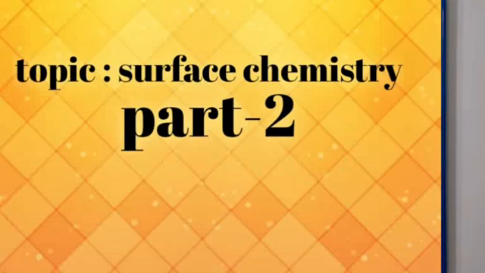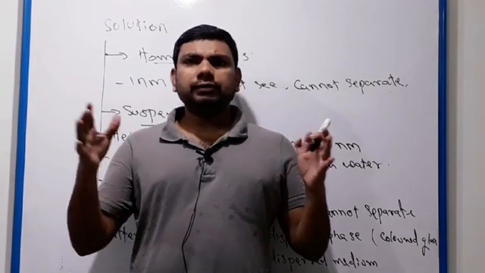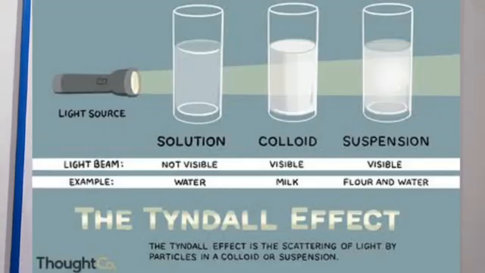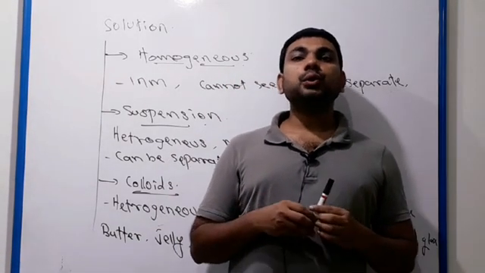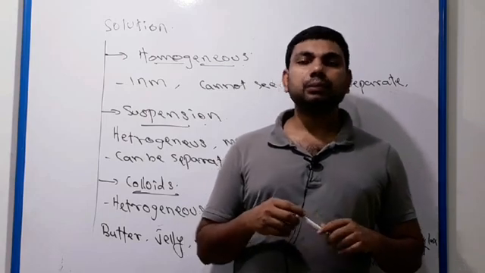In this video we are going to discuss Surface Chemistry, part 2. Look here, three pictures are given. Observe this carefully. What are the differences here? All of them are mixtures, but they have some differences. In this slide we are going to discuss more details about this.